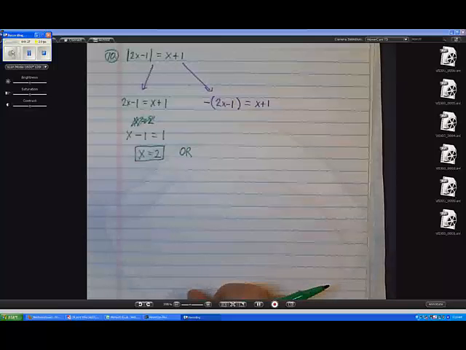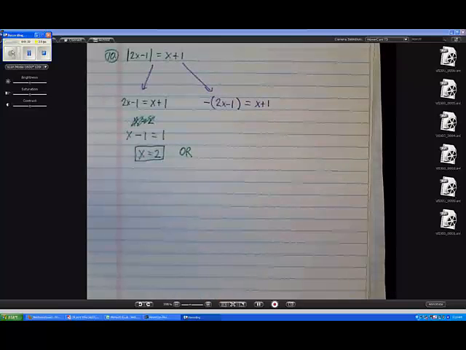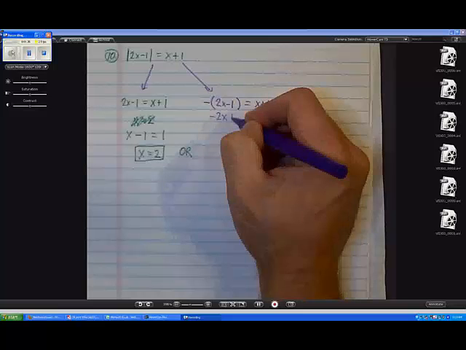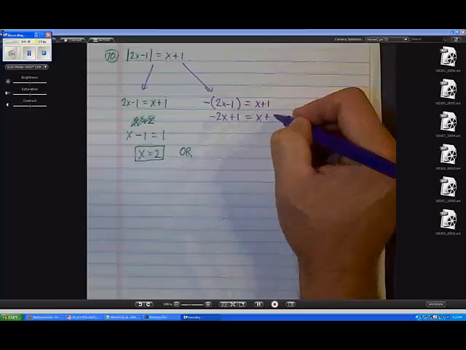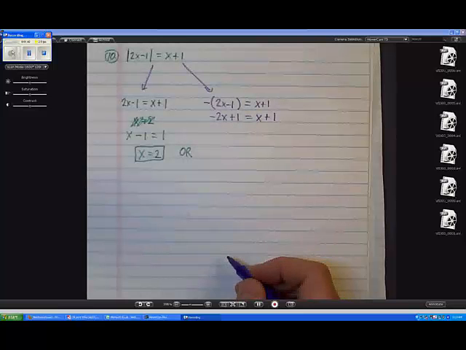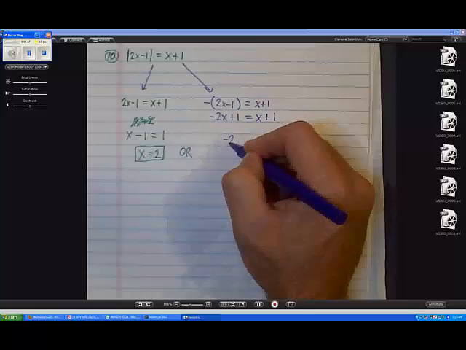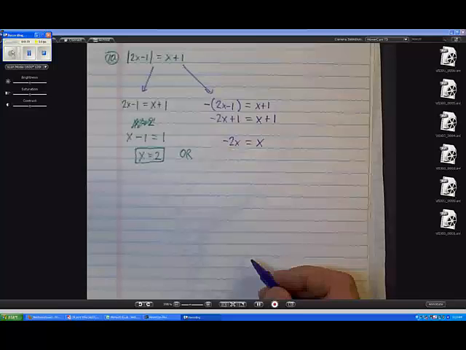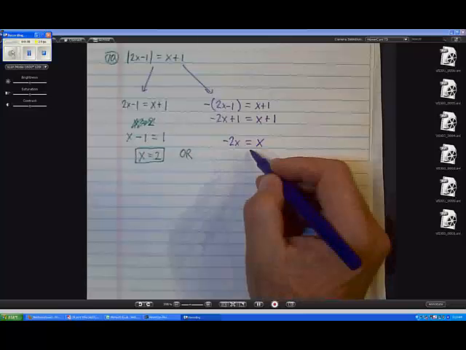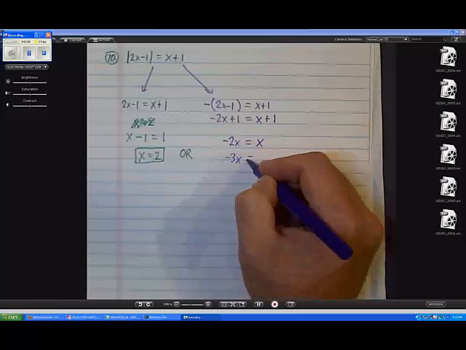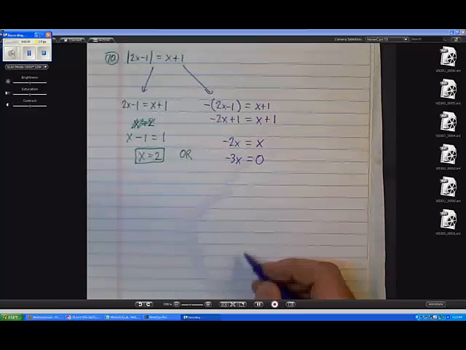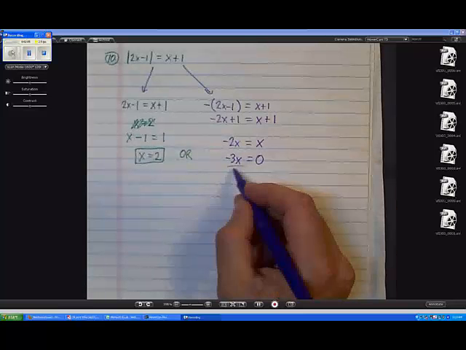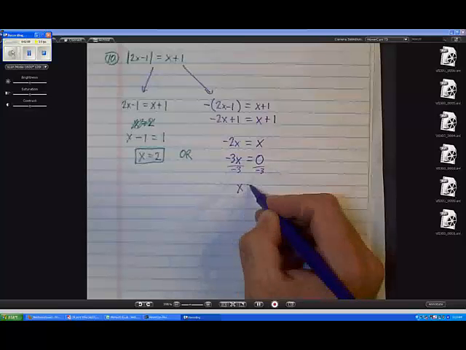Over here, let's see what happens. I'd probably distribute the negative. So I'd write negative 2x plus 1 equals x plus 1. Now if you subtract 1 from both sides, you get negative 2x equals x. Now what do I do to both sides? Okay, I can subtract x. That works. So negative 3x now equals what? 0. And I could divide both sides by negative 3, and I get x equals 0.